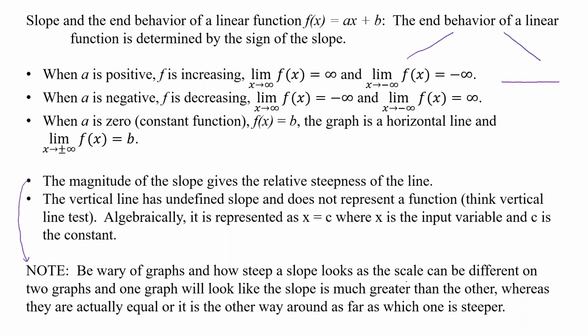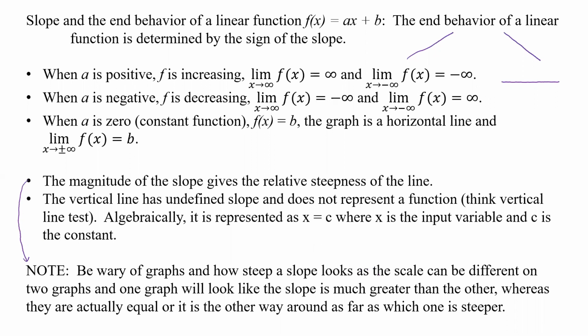And what could actually be the case is, one might look a lot greater than the other one, whereas they might actually be equal, or the other one might be steeper than the one that actually looks steeper. And so be wary when you're looking at graphs and trying to determine, are they really comparable as far as the scale, both axes, x and y, are they the same measures? And is it really the same slope?